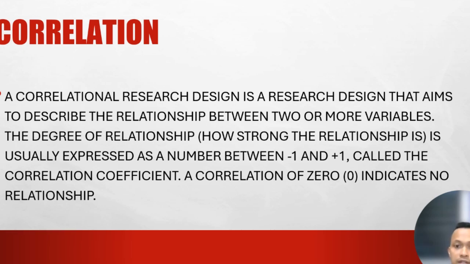Okay, so the next, correlation. Correlation research design is a research design that aims to describe the relationship between two or more, remember, two or more variables. It means that it can be used for any variable, right? You can see that the degree of relationship, how strong the relationship is, is expressed as a number between -1 and +1, called the correlation coefficient. A correlation of 0 indicates no relationship. I think it's very clear.